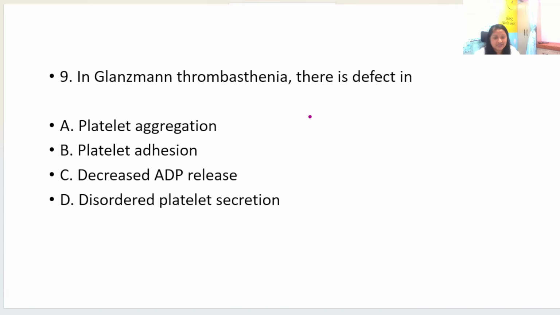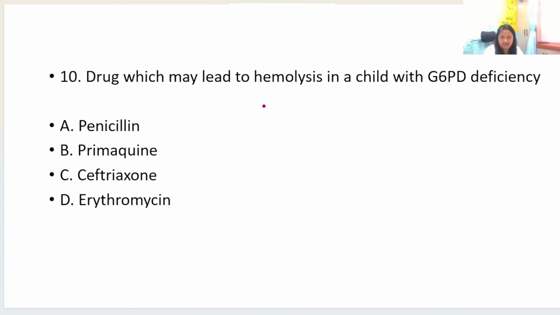In Glanzmann thrombasthenia, this is again a one liner, we all know that there is defect in platelet aggregation in Glanzmann thrombasthenia, right? There is defect in platelet aggregation. The other options, platelet adhesion, decreased ADP release, and disordered platelet secretion, are wrong. Glanzmann thrombasthenia is the defect in platelet aggregation.